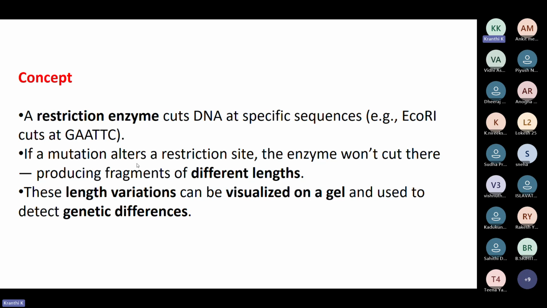If a mutation alters a restriction site, so for example, this is a restriction site, but some mutation happened, there will be a change in the sequence. When there is a change in the sequence, EcoRI won't cut in that particular place. If it won't cut in that place, it cuts some other place. Then the length of this strand will be bigger or smaller. The length differs here. So these length variations can be visualized on a gel and used to detect genetic differences.